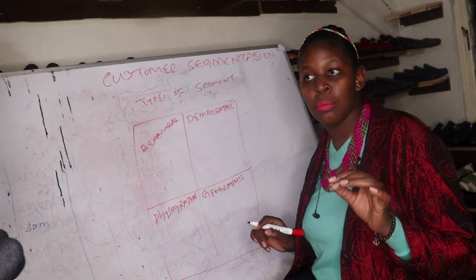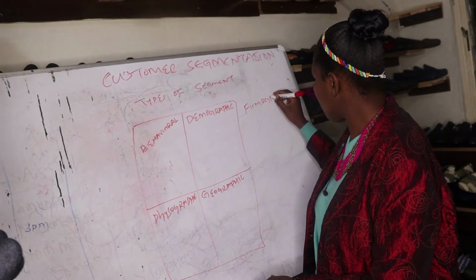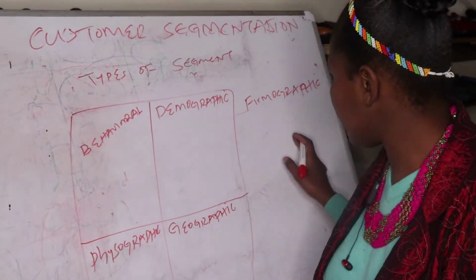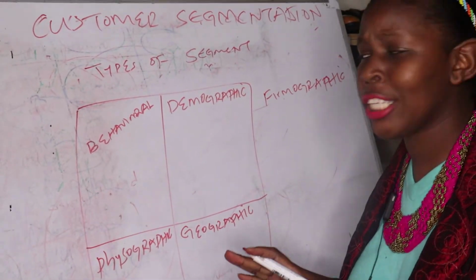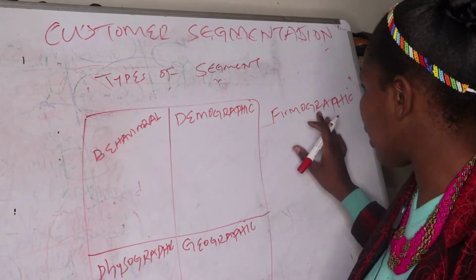Our, by the way, is gonna be what? Firmographic. This one is gonna be especially for people who are in what? Corporate. They wanna target corporate, they wanna target specific industry. We're just gonna unpack this at the last one.